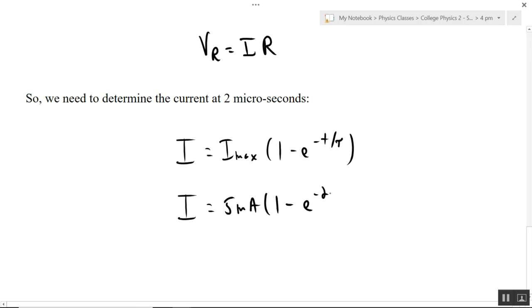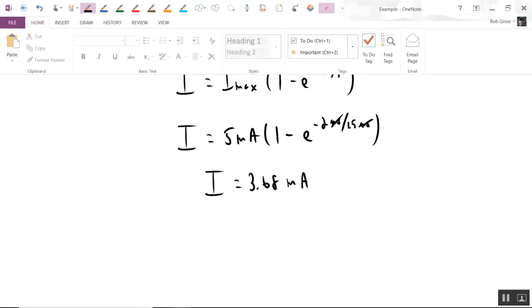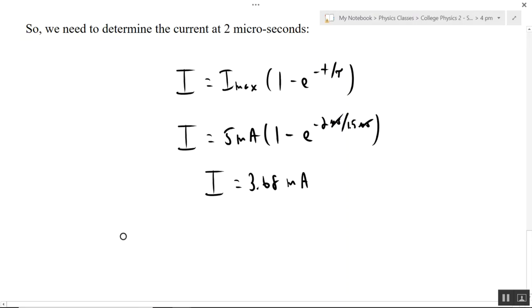So this time, it's okay to leave the units the way they are, because if the time is in microseconds and the time constant is in microseconds, they cancel out, which is what you want to have happen, right? So that's fine. So when you put this in your calculator and you do everything correctly, you'll get a current which is larger than 3.15 milliamps. You get 3.68 milliamps, right? So that's the current at 2 microseconds.